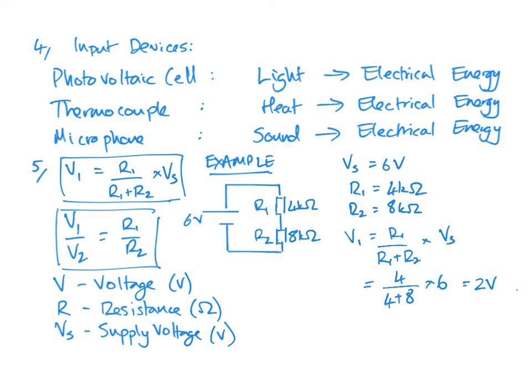Now, once you've got V1, you've got a choice in terms of how you could get V2. You could use the other form of the first equation, which is V2 equals R2 over R1 plus R2 times Vs. You could use the second equation, but in actual fact the simplest way to do it is to say that V1 plus V2 must add up to Vs. So Vs is 6 volts and V1 is 2 volts, then V2 must be 4 volts. So Vs equals V1 plus V2, 6 equals 2 plus V2, V2 equals 4 volts.